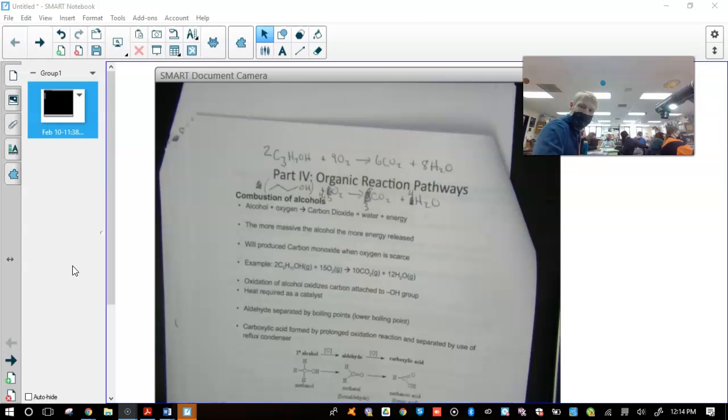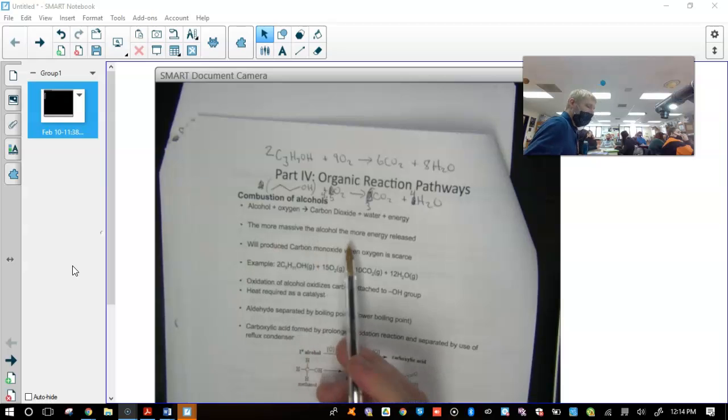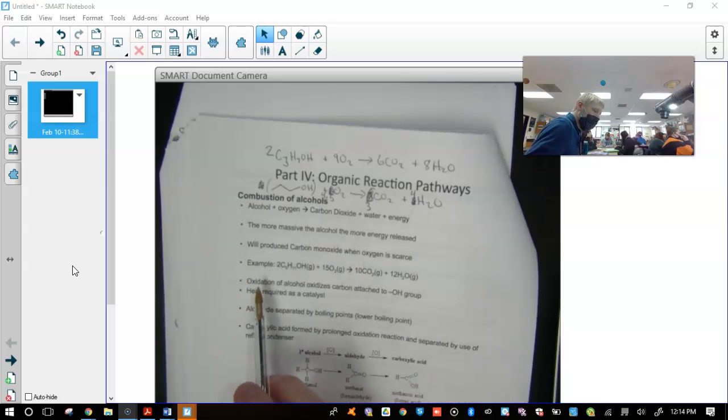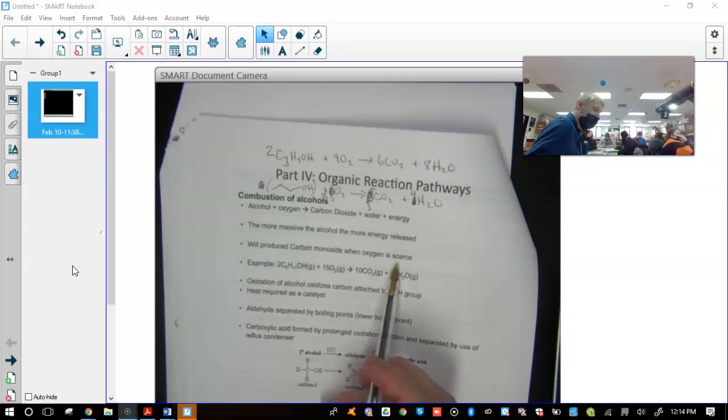So that is balancing the combustion of an alcohol reaction. Let's see. So more mass of the alcohol, of course, more energy released. Carbon monoxide, when oxygen is scarce, is produced. Here's an example.